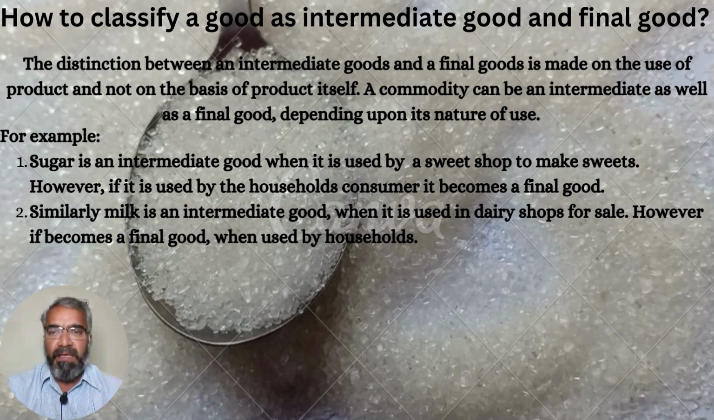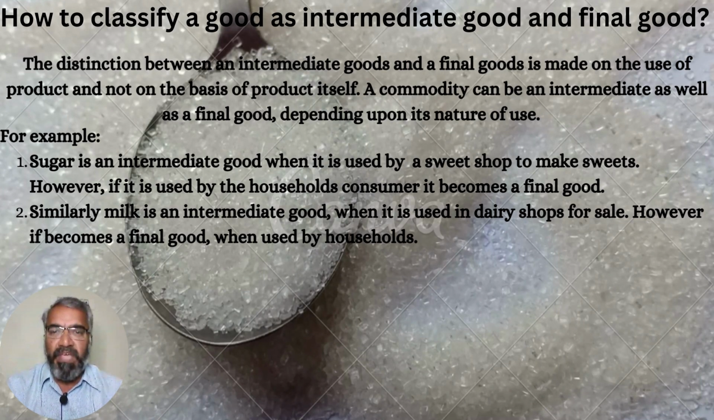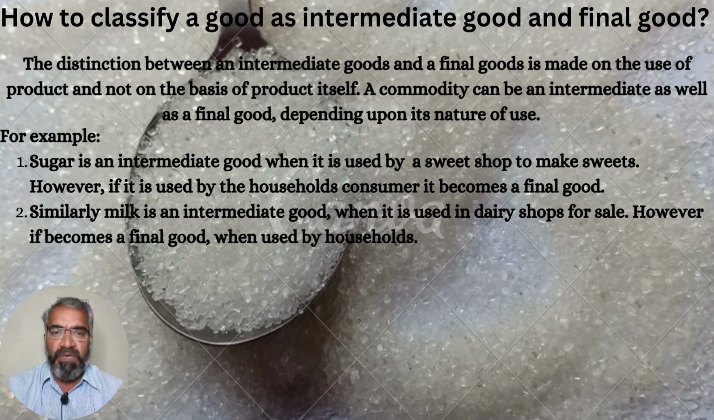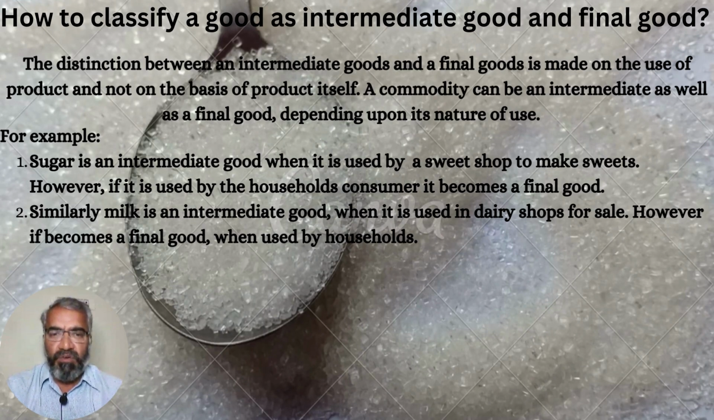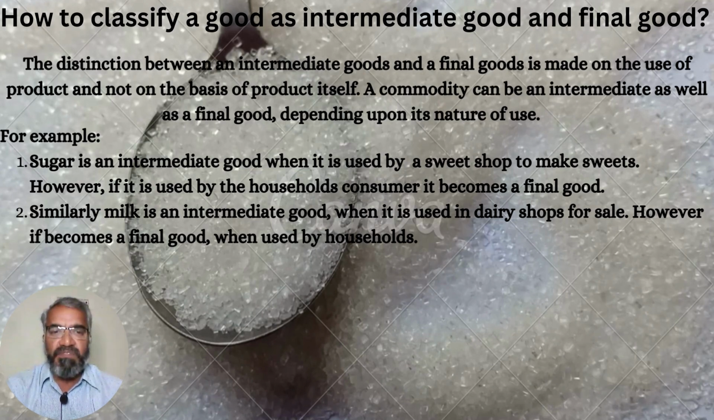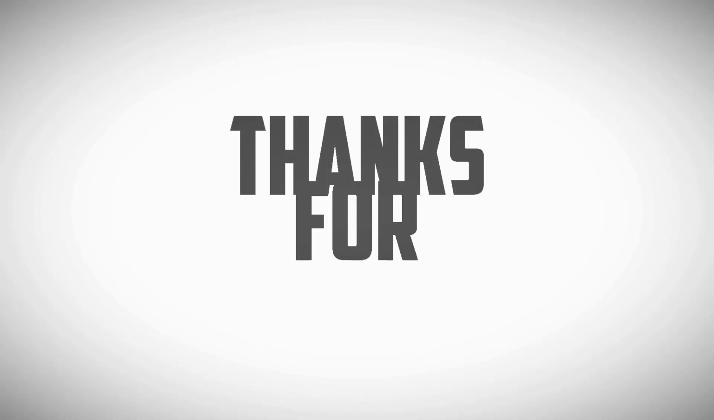For example, number one, sugar is an intermediate good when it is used by a sweet shop to make sweets. However, when it is used by the household consumer, then it becomes a final good. Number two, similarly, milk is an intermediate good when it is used in dairy shops for sale. However, it becomes a final good when used by a household.